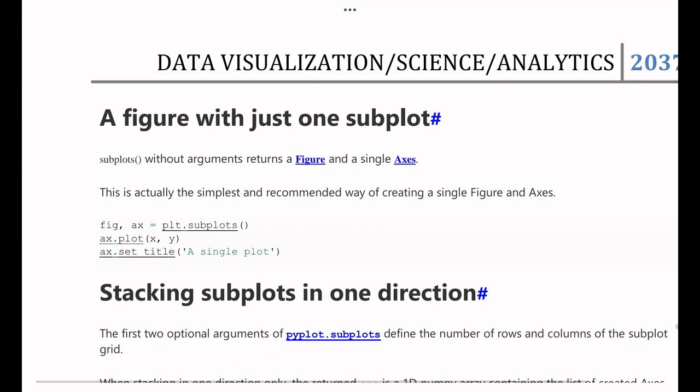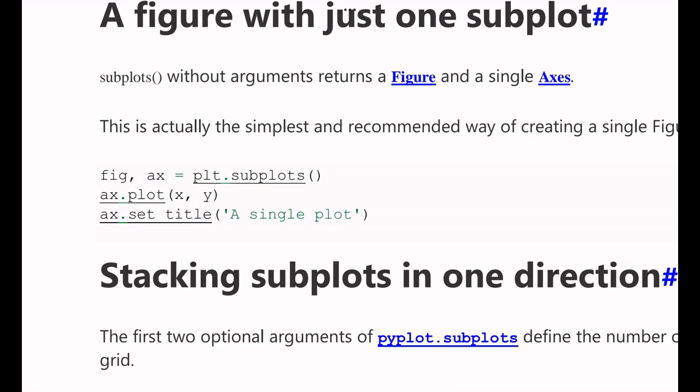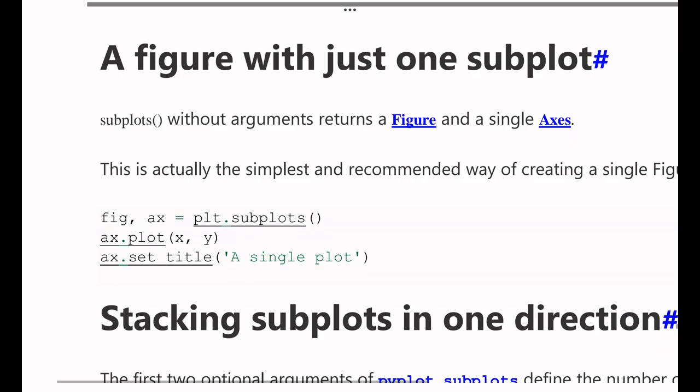Similarly, suppose you have another one, a figure with just one subplot. So what we have written: the subplots call without arguments returns a figure and a single axis. So my axis is ax, figure. Then ax dot plot x and y. I am plotting between x and y, and the title is something like that. So this is only for a single subplot.